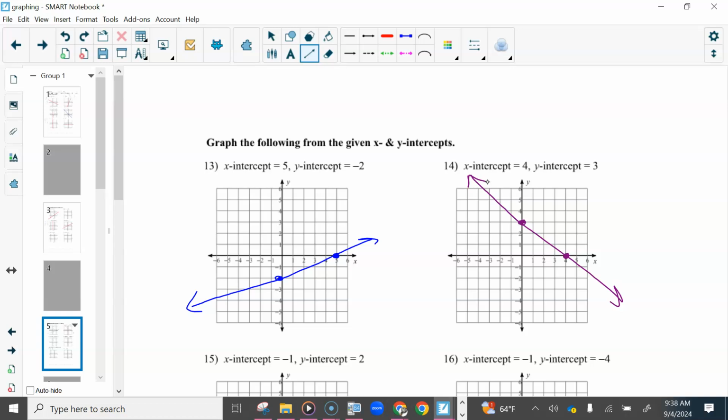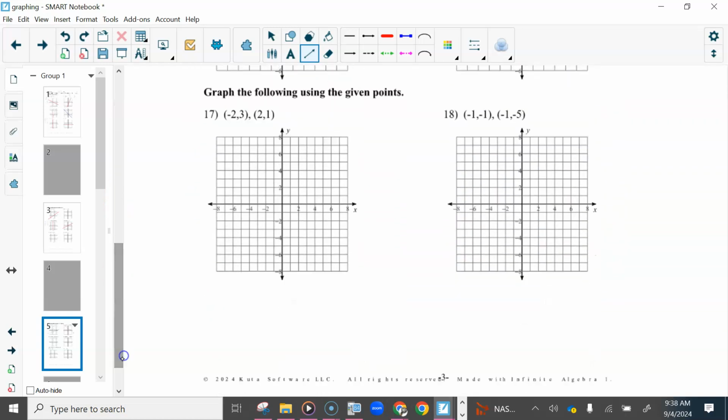The next section is very similar. You're going to be given 2 different sets of points, though. So for 17, go ahead and plot those 2 points, -2, 3, and 2, 1, and graph a line through those 2 points. In both of these sets of examples, the x and y intercepts and the given points, could we find the slope? Sure. It's not what it's asking us to do.